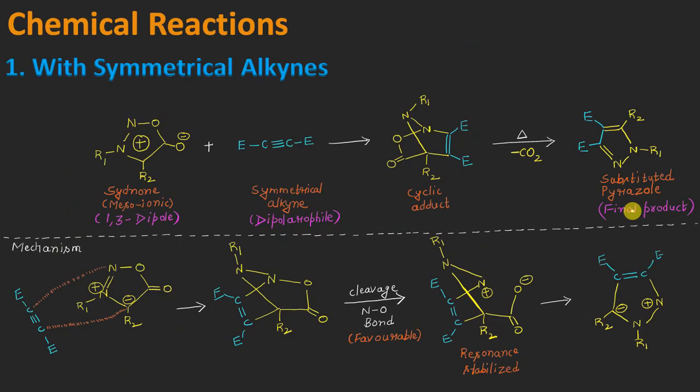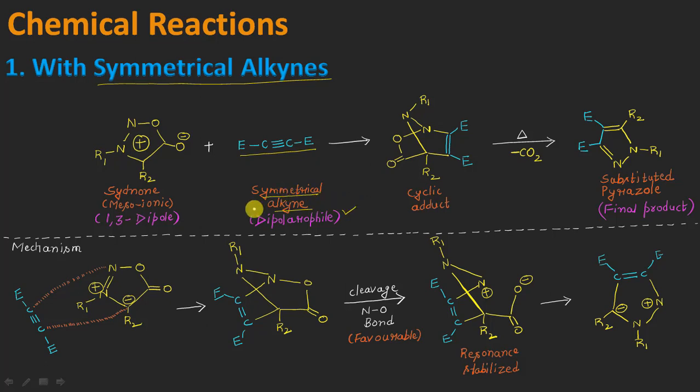And now let's have a look at the chemical reactions of these sydnone mesoionic compounds. So the first reaction is with symmetrical type of alkynes. So here you can see I have taken a symmetrical alkyne, which will be acting as the dipolarophile in this reaction.